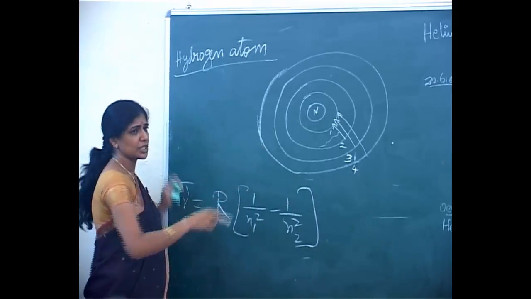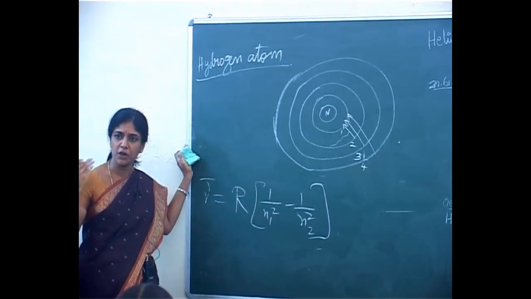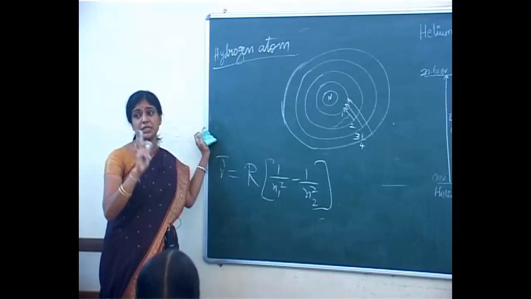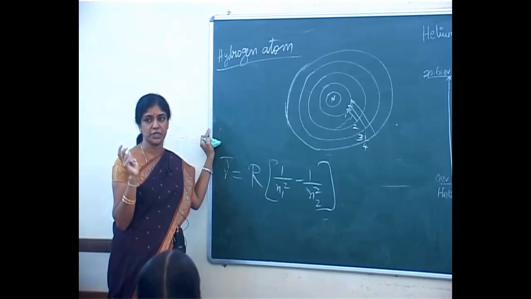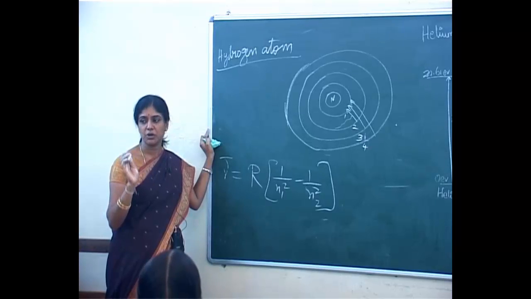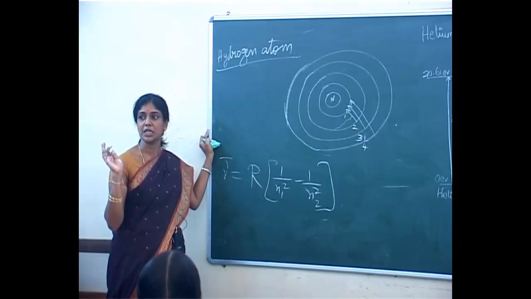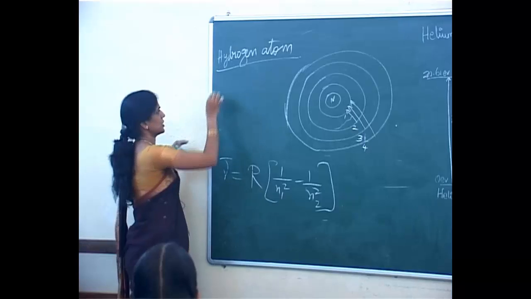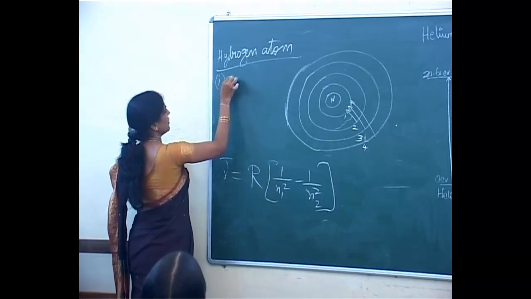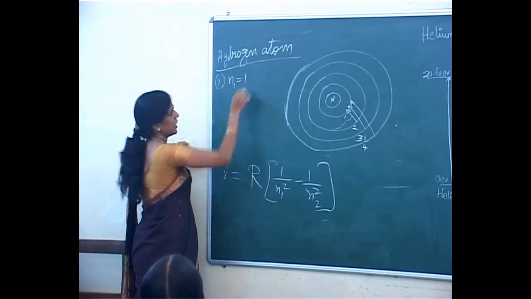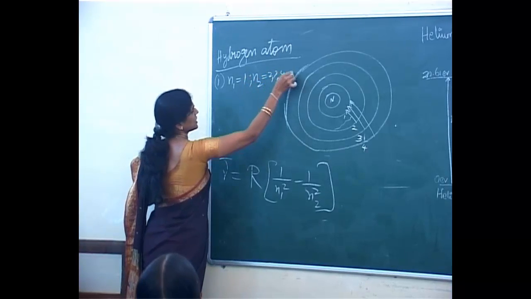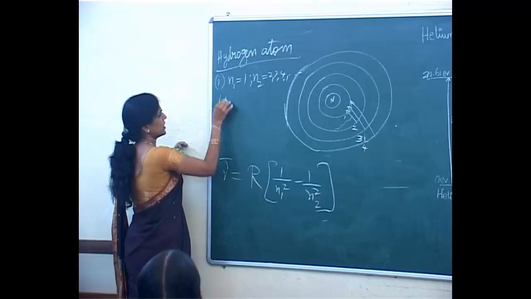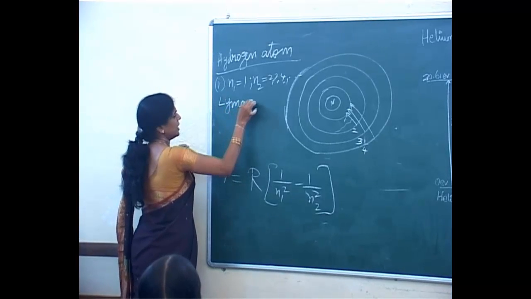Now if an electron jumps from any of its higher orbit to the first orbit, the difference in energy level will be emitted in the form of radiation. That spectral series he called it as Lyman series. அதுக்கு என்ன பேரு? Lyman series. So first one we will see when n1 equal to 1 and n2 equal to 2, 3, 4 etc. This type of series we call it as Lyman series.